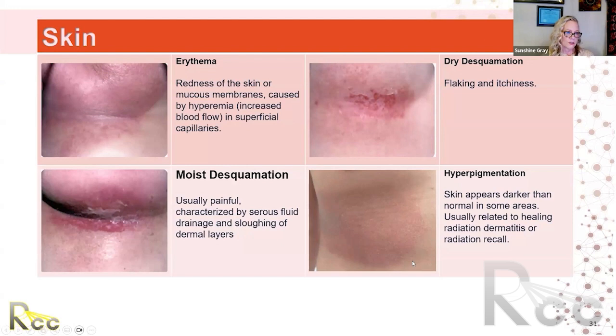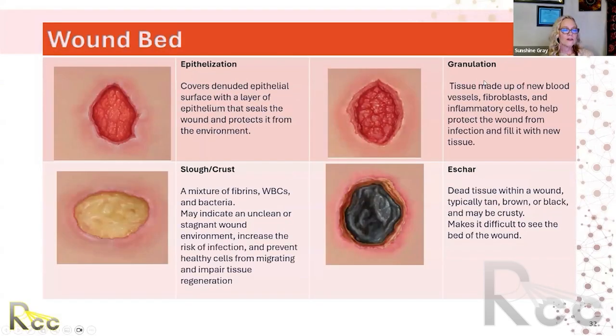And this is a lighter skinned person who has hyperpigmentation. So the skin appears darker than normal in some areas and usually is related to healing of radiation dermatitis or radiation recall. And then wound bed, we think about the actual area of the wound. So epithelialization is what we get anytime we scratch our skin. It's just that denuded epithelial surface is covered by a layer of epithelium, and it just seals the wound to protect it from the environment and usually heals.